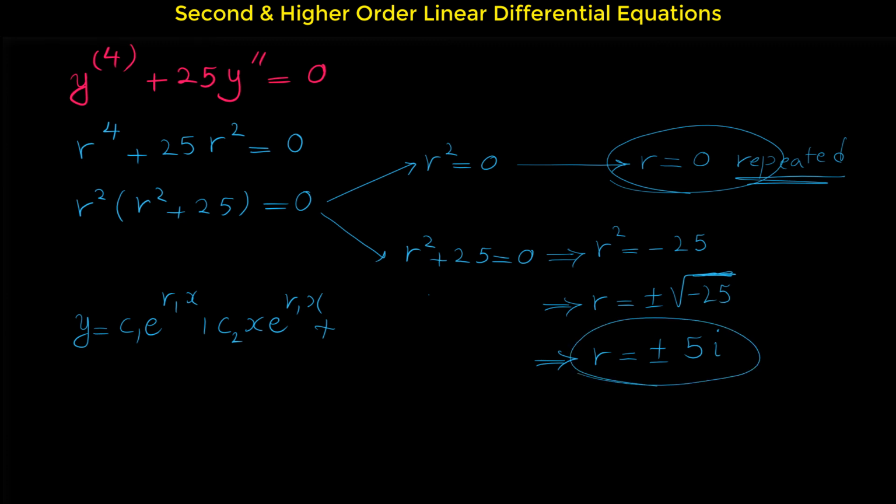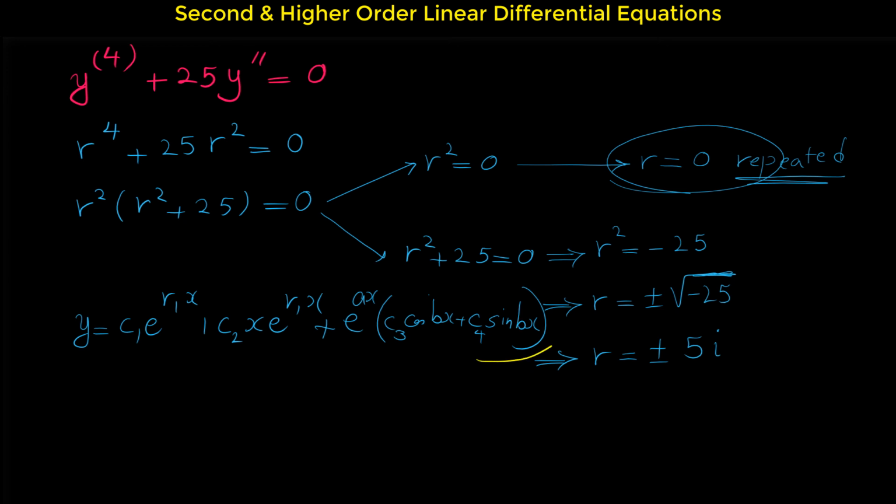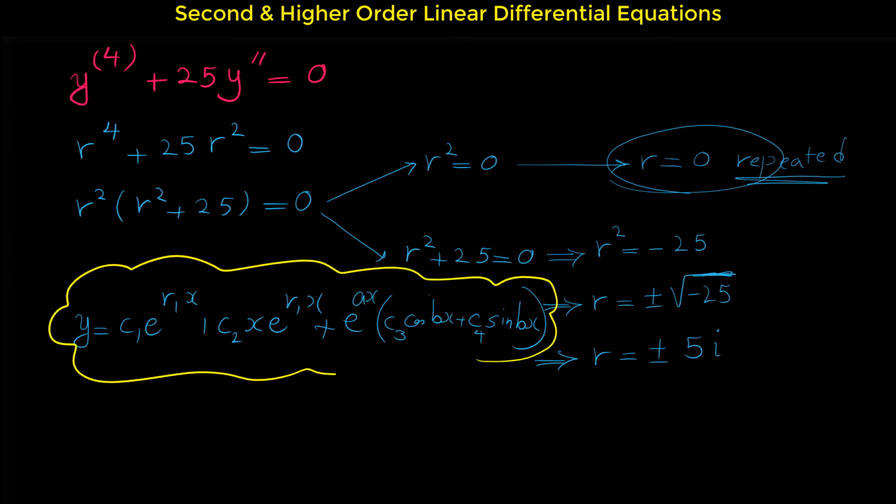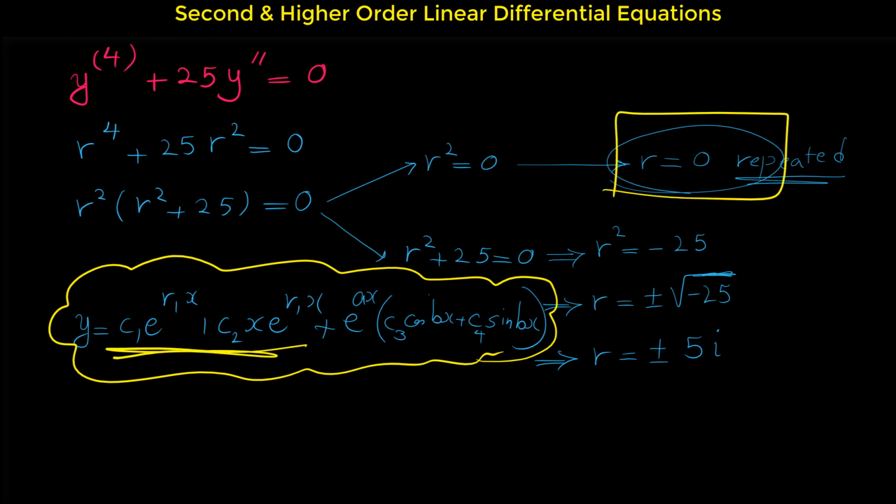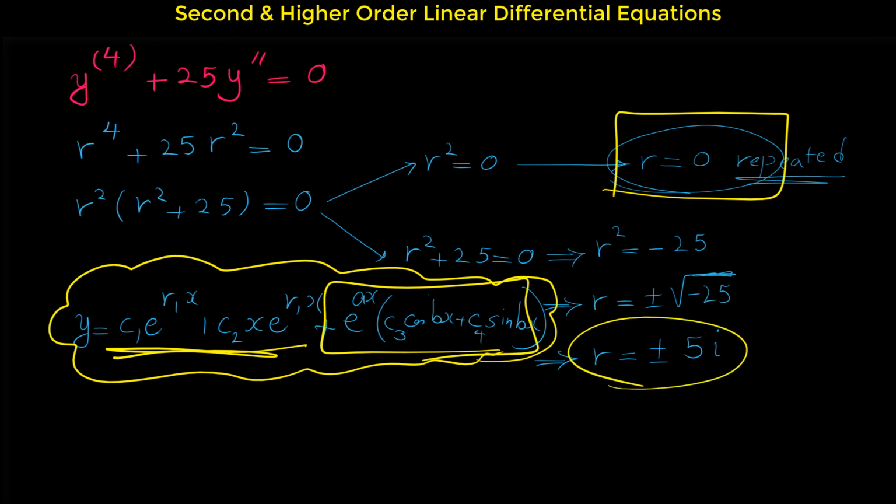But for these complex roots, we have to add e to the ax times y. If you remember, this was the formula for complex roots. C sub 1, but because we have used c sub 1 and c sub 2 here, c sub 3 cosine of bx plus c sub 4 sine of bx. This is the formula that we have to use here. This part is for this root, and this part is for these roots.